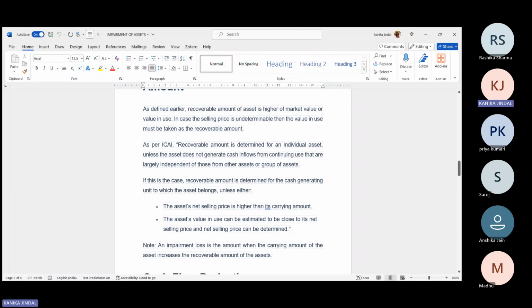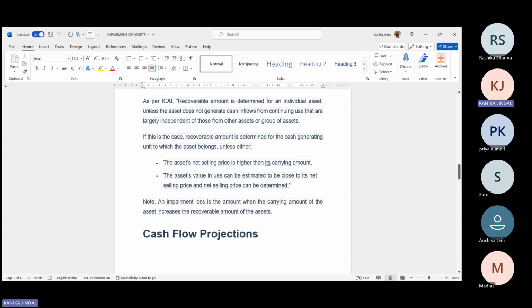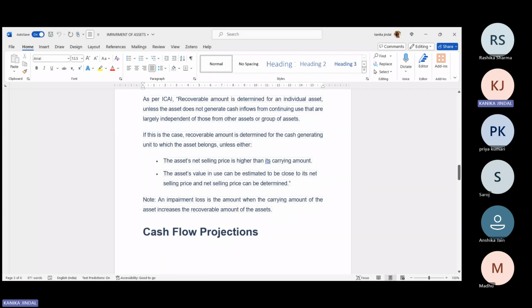So in this case, recoverable amount is determined for the cash generating unit to which the asset belongs. Unless there are two conditions: the asset's net selling price is higher than its carrying amount, and the asset's value in use can be estimated to be close to its net selling price, and net selling price can be determined. Now there is a note. An impairment loss is the amount by which the carrying amount of the asset exceeds the recoverable amount of the asset.